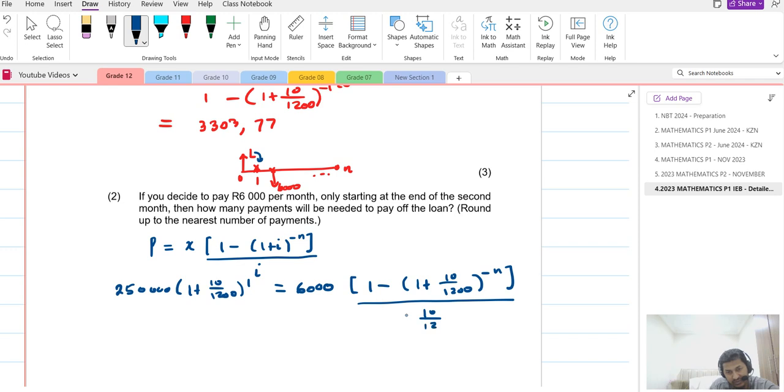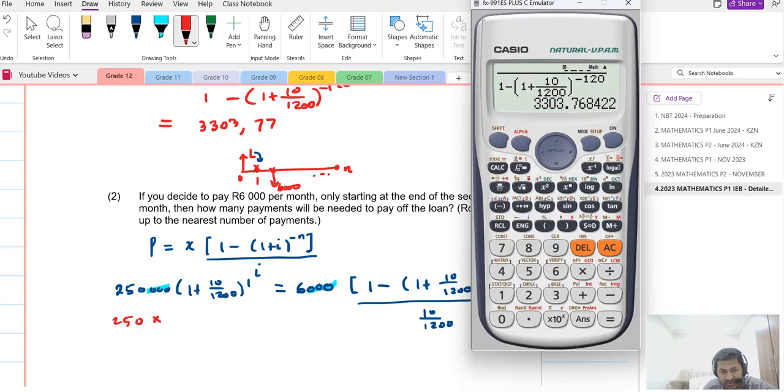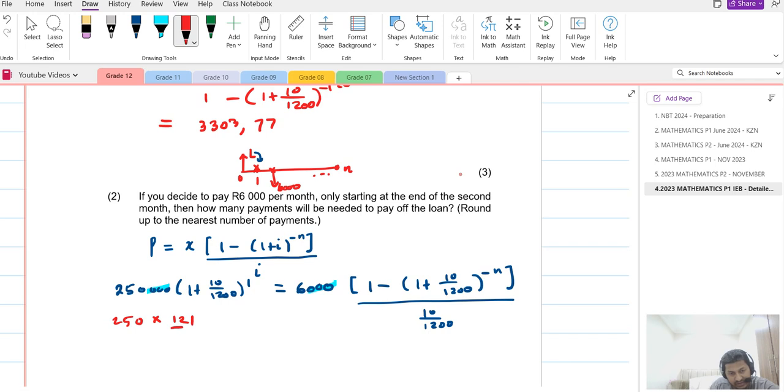Now there's lots of cancellations we can do here. We can take out the 3 zeros, but let's not do that. Let's divide by 6,000 and multiply by 10 over 1200. This is what you need to do to get a number on this side. So you can take out 3 zeros from here and 3 zeros from here. So far you have 250 times, what's 1 plus 10 over 1200? Let's check if you can get a nice number there. I got 121 over 120.